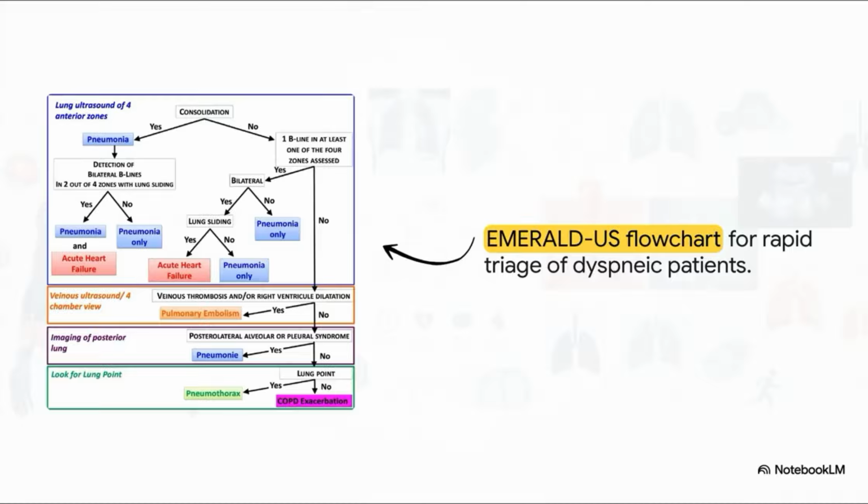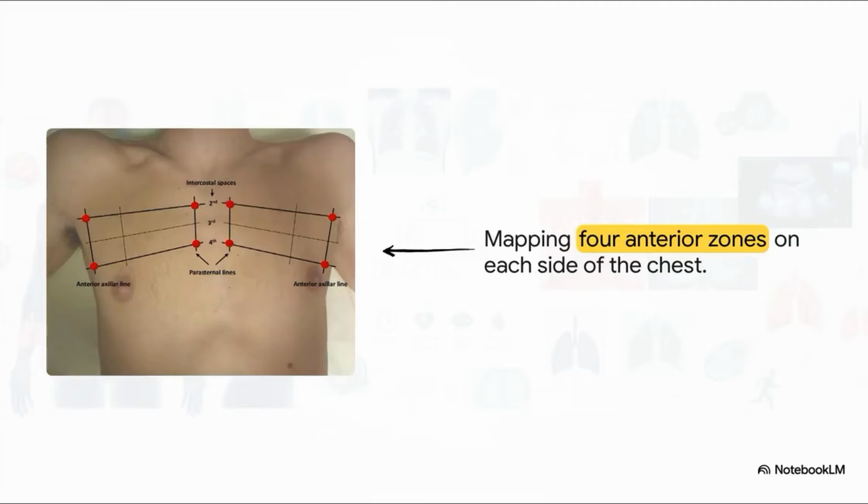By hunting for specific sonographic signs, like consolidation, B-lines, and lung sliding, you can confidently rule in or rule out pneumonia, acute decompensated heart failure, or a COPD exacerbation in just a matter of minutes. It's a total game changer. So, let's look at how this works.